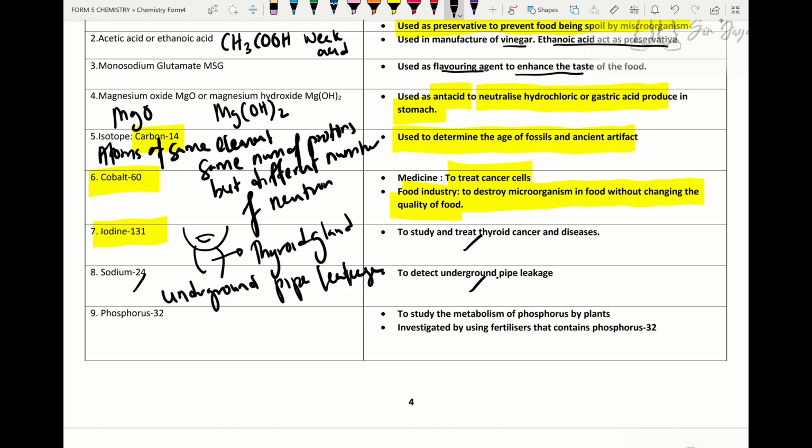So please remember, it's used to determine underground pipe leakage. Phosphorus-32 is used to study plant metabolism, where the metabolism of phosphorus by plants is investigated by using fertilizer that contains phosphorus-32.